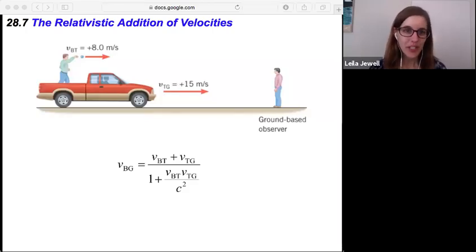Section 28.7, the relativistic addition of velocities. So earlier we saw that once you start traveling super fast, we don't have the simple velocity addition, right? If the truck's moving at 15 meters per second and the ball is being thrown at 8 meters per second, then normally they would just add together. We could say, hey, the ball relative to the ground is moving at 23 meters per second.